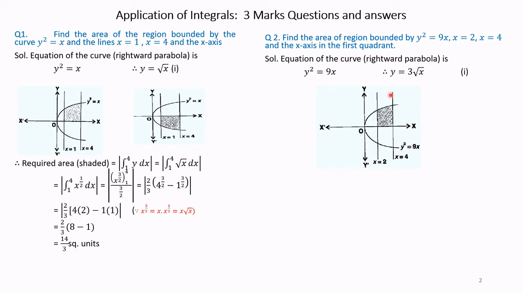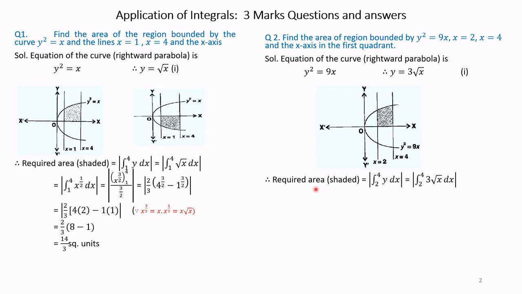Therefore, we have to draw the diagram: the rightward parabola and two lines, one vertical line at x is equal to 2 and another vertical line at x is equal to 4. Please draw the diagram and start the question. This diagram will not be given in the examination. Only questions will be asked and you have to draw the diagram. Because y square is equal to 9x is a rightward parabola, therefore y is equal to square root of 9x, which is 3 root x.